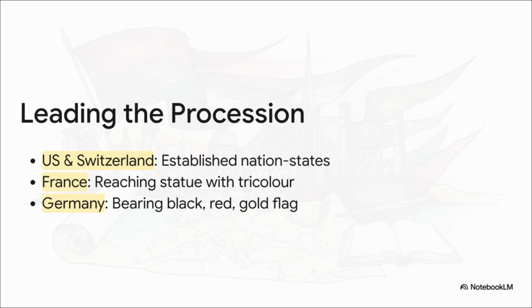Now, historically, this is absolutely fascinating. In 1848, Germany did not yet exist as a united nation. They were just a collection of numerous German-speaking principalities. So that black, red, and gold flag they carry represents their liberal hopes to unify under a democratic constitution.